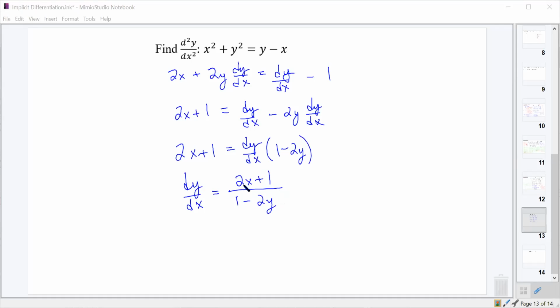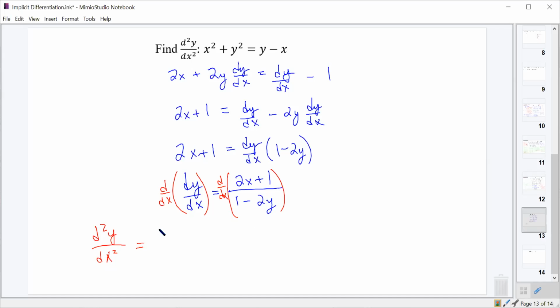Now, what we want to do is find the second derivative with respect to x, which means we need to take the derivative with respect to x of both sides. So our second derivative ought to be the derivative of this. How do we take the derivative of 2x plus 1 over 1 minus 2y? Quotient rule, exactly.